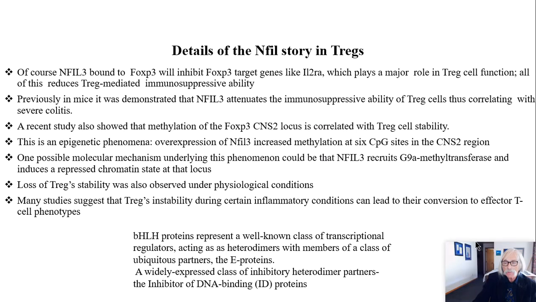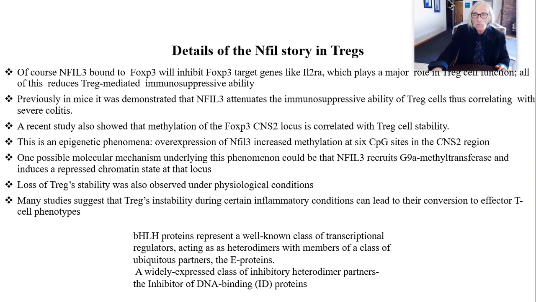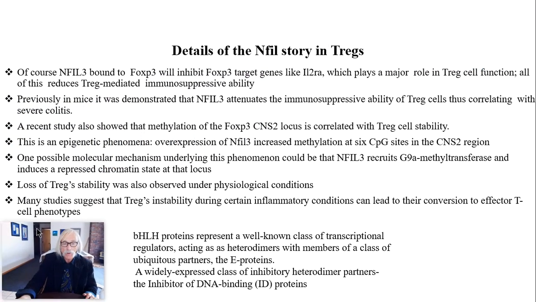All right. Now back to just this discussion of this Infil3 story in Tregs, okay? Let me put me over here. Here I am. Of course, Infil3 bound to FOXP3. Remember FOXP3? That's the canonical transcription factor for what cells? That's right. I hear somebody out there in the internet saying the T regulatory cells, right? The ones that suppress inflammation. Infil3 bound to FOXP3 will inhibit FOXP3 target genes, because FOXP3 is a transcription factor in Tregs. What genes? Like interleukin 2 receptor alpha.